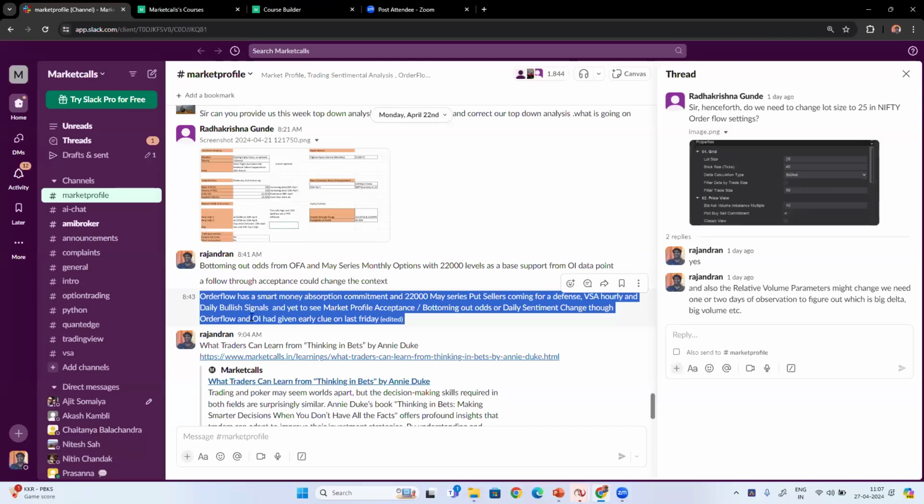So very rarely we look into the open interest. Open interest also gives some clues: at the 22,000 May series, we had seen some put sellers coming in for our defense. And we also looked into another volume information from VSA. So with VSA, we identified the market bottom. VSA hourly and daily turned bullish, and yet to see some acceptance from market profile. Later on, market profile also gave some clues. We had seen some daily sentimental changes also.